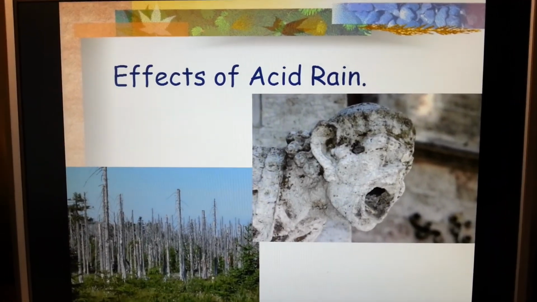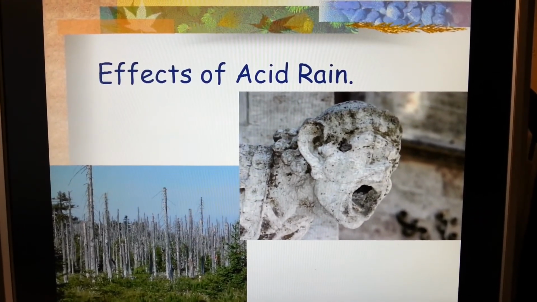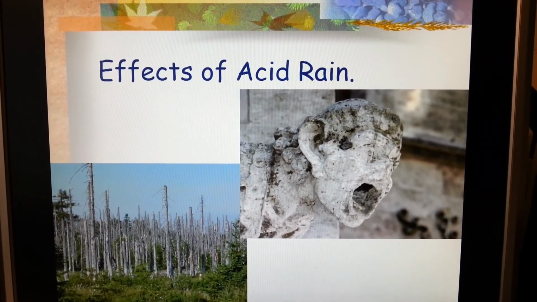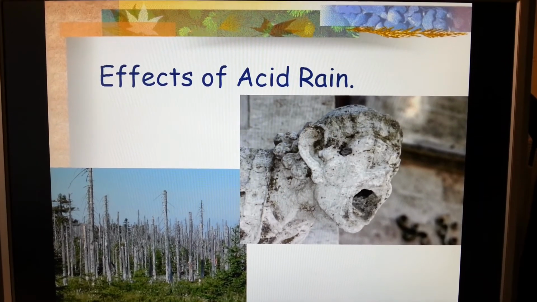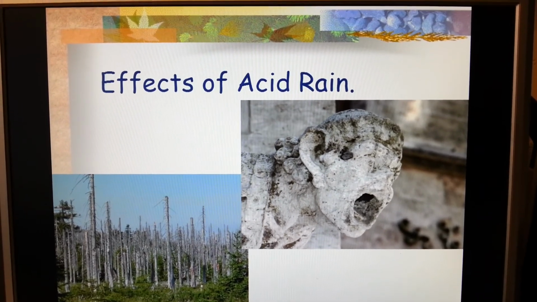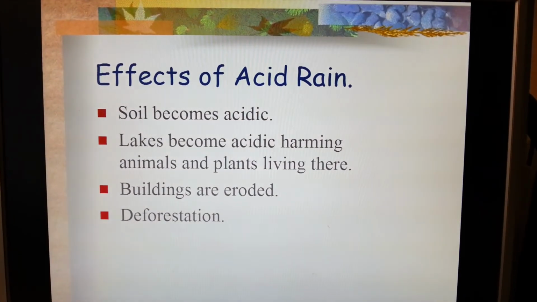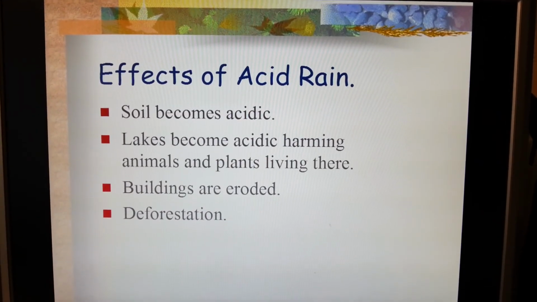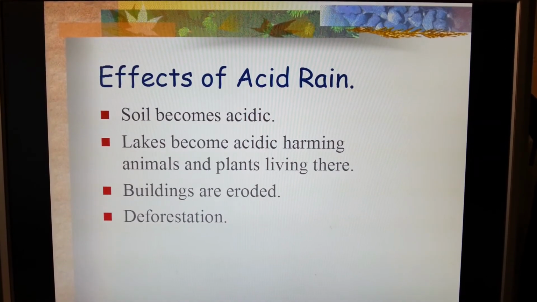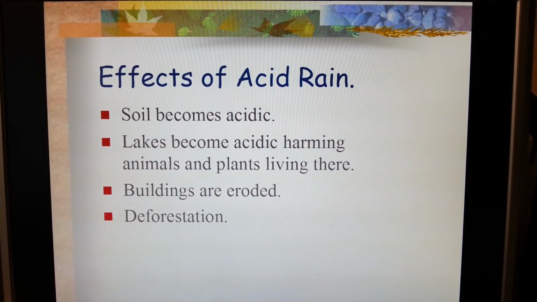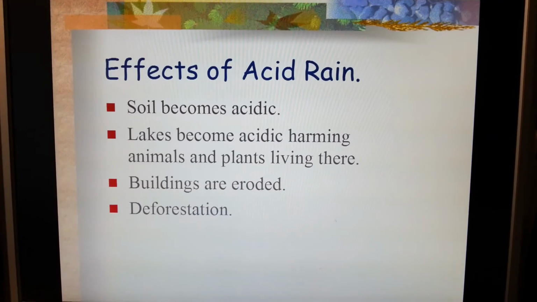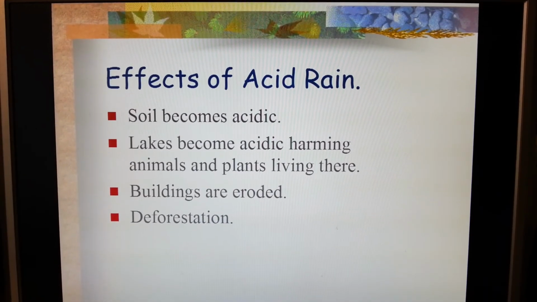Going on to acid rain, the effects of acid rain: it can cause deforestation, so it can affect plants, and it can also wear away buildings like the stonework you can see in that picture. When the acid rain lands on soil, it makes the soil acidic. The water will eventually end up in a lake somewhere, so the lakes become acidic, and that can harm the animals and plants that live in the lake.